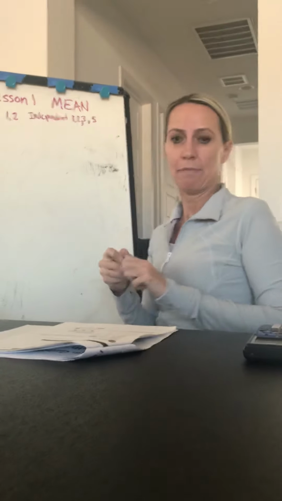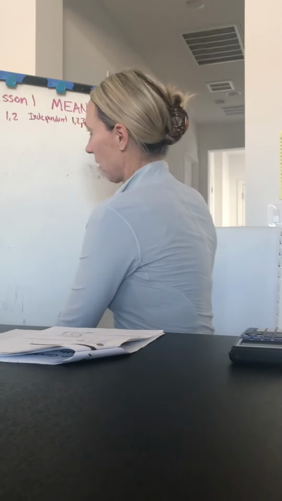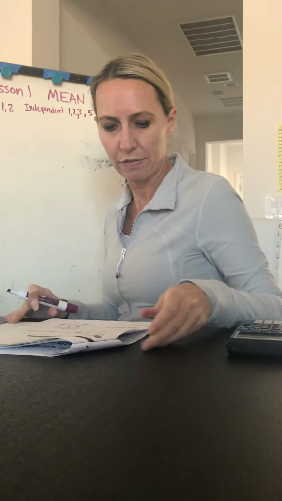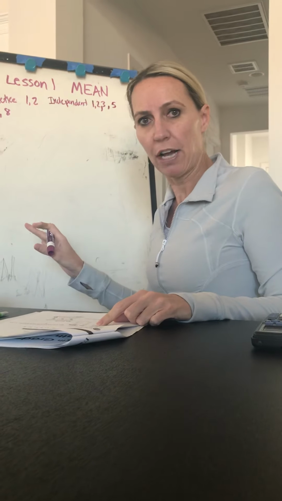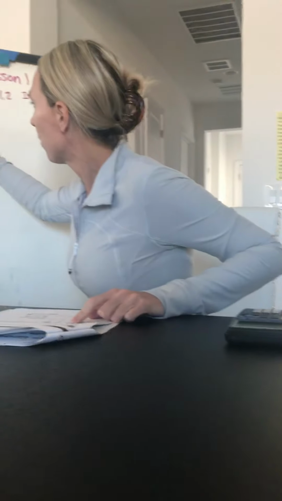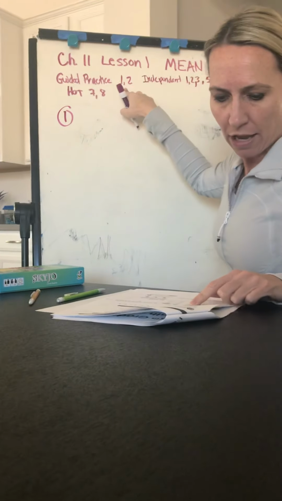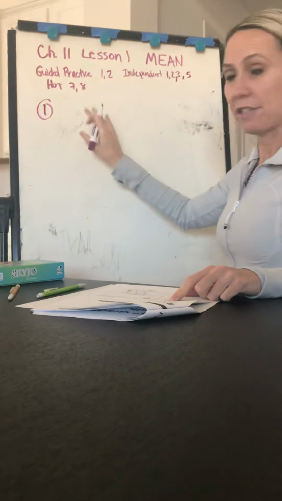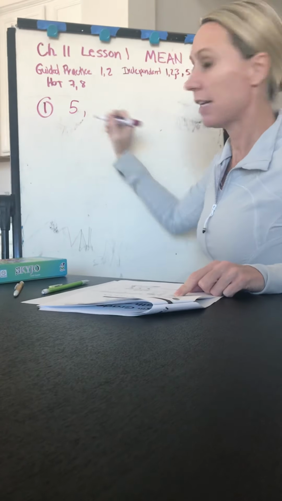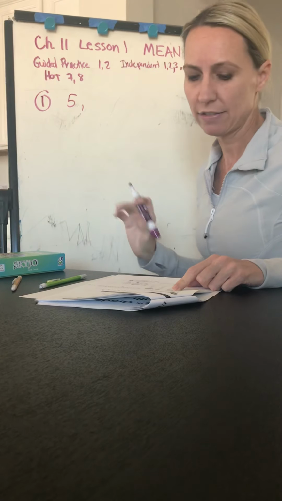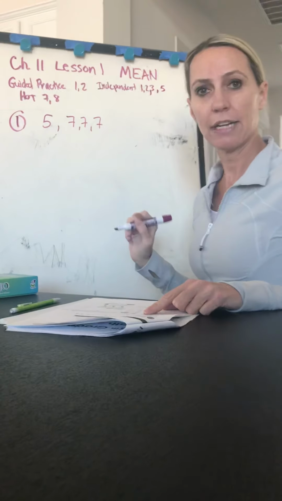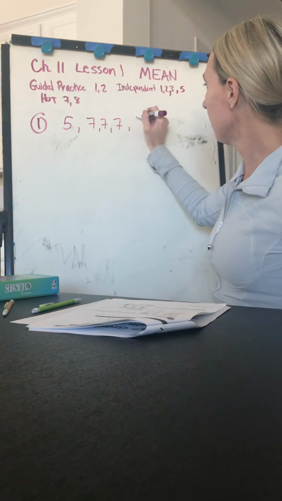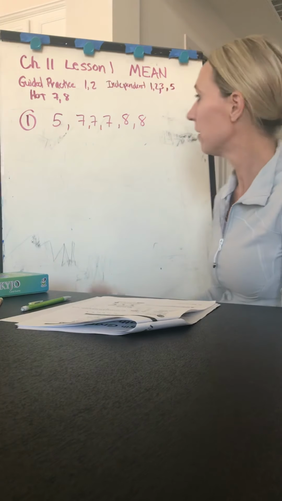Okay, so I'm going to start with the guided practice problems, just because of time. I'm on number 1 on page 812, the guided practice, and they give you a dot plot. So what you have to do is look at the dot plot and get your data from the dot plot. For number 1, there's a number line, and there's a dot by a 5. So there's 1 five in our data set. And then there's no dots on 6. There's 3 dots on 7. So what that means is that there's 3 sevens in our data set. And then there's 2 on 8, and there's none on 9 or 10. So this is our data set.